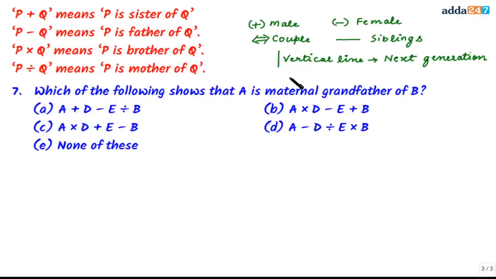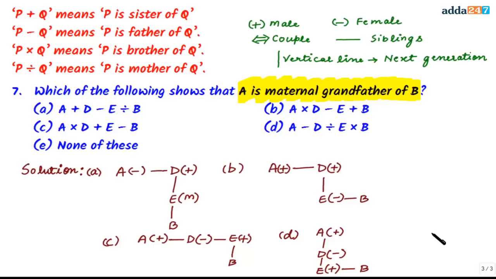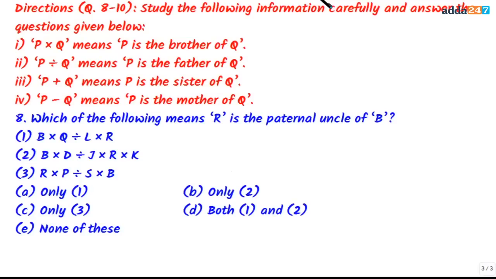Here, which of the following shows that A is maternal grandfather of B? And these are the options. We have to choose the correct option. So let's make a diagram for each of these options. After drawing the diagram for all the cases, we can see that in option D, we get A as the maternal grandfather of B. So option D is the correct option. Let's do question number 8 to 10.